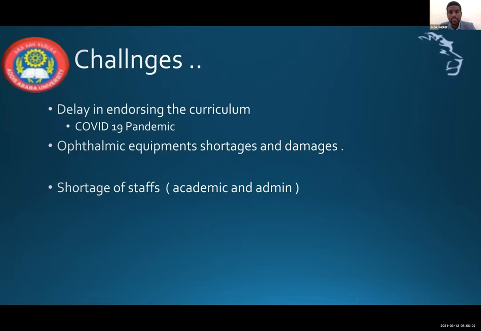We had a plan. Stefan Kraft had a plan to visit us, but unfortunately for COVID reasons, we couldn't do that. We were delayed in endorsing the curriculum of the pediatric fellowship. We have a challenge in ophthalmic equipment and supplies, repeated damage of this equipment, and a shortage of staff in academic and admin.